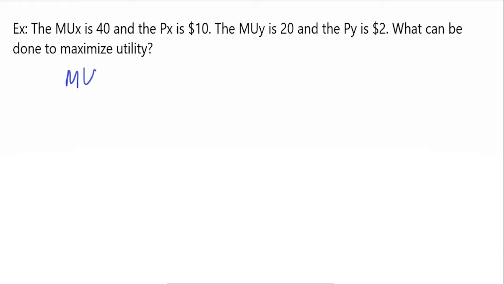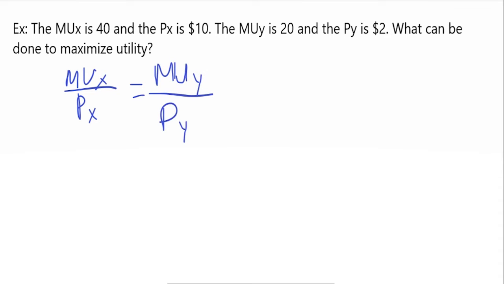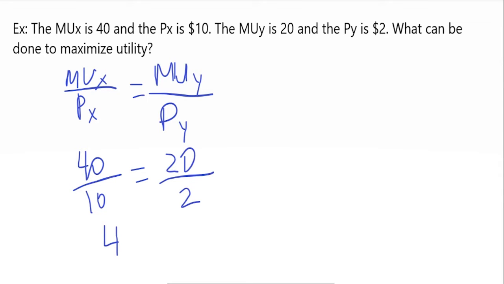So marginal utility of X over price of X equals marginal utility of Y over price of Y. So we have 40 over 10 equals 20 over 2, and so you get 4 and 10. Okay, sorry. So here we have our marginal utility per dollar of X equaling the marginal utility per dollar of Y, but we can see clearly that they're not equal. This one is less than this one, right? So your marginal utility per dollar of good X is less than your marginal utility per dollar of good Y.